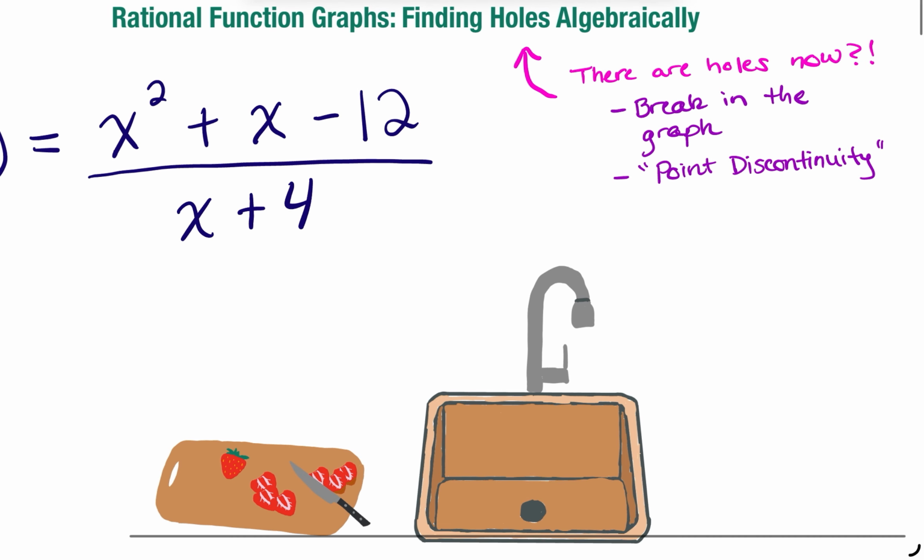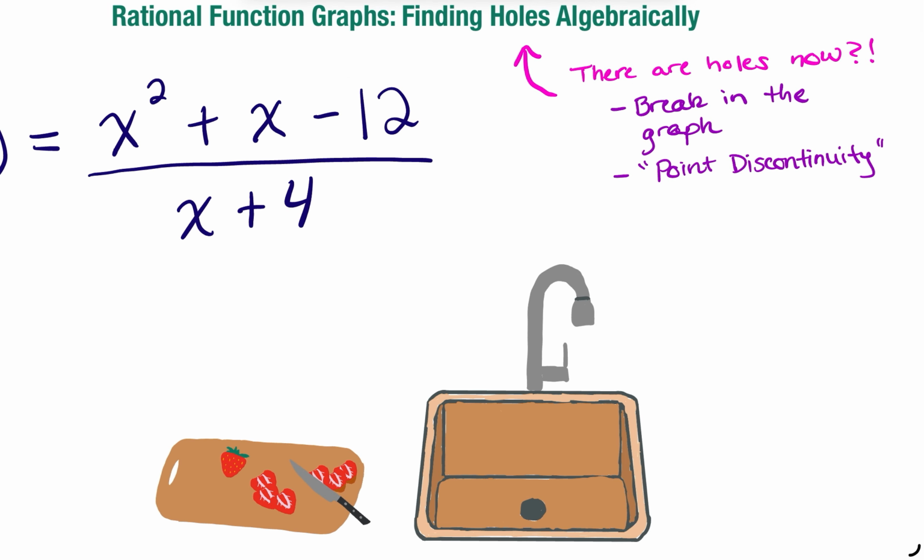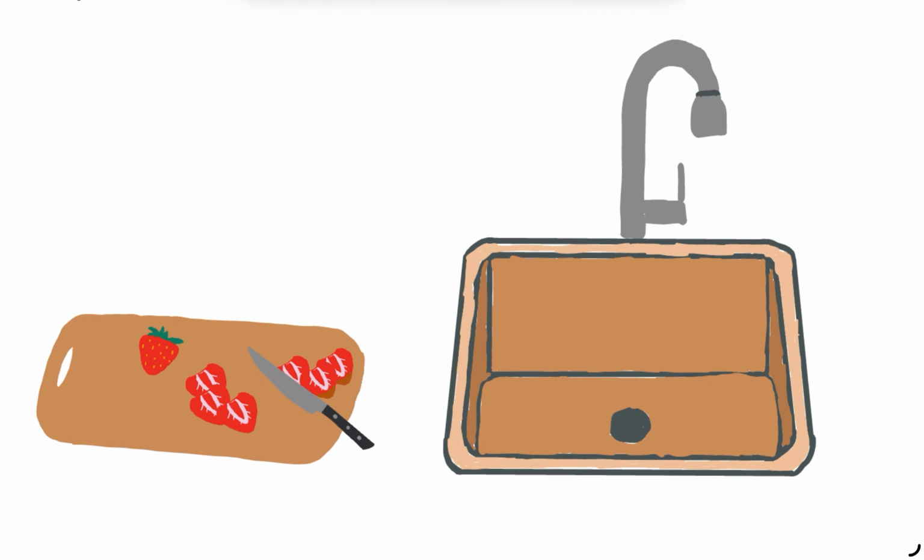So first thing, there are holes. What are these holes? Holes are just a break in the graph. You may hear this as part of discontinuity, specifically point discontinuity. So it's a specific point on your graph where there's an empty space. There's a hole.